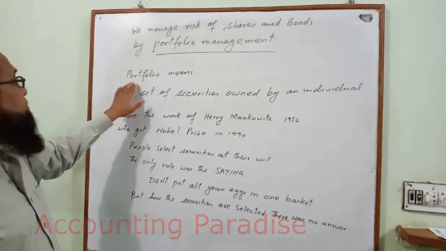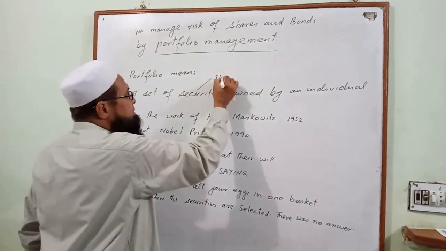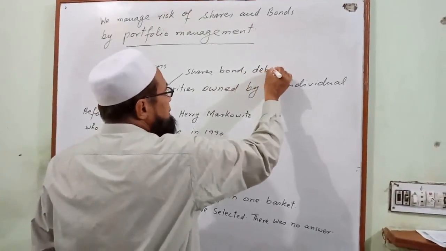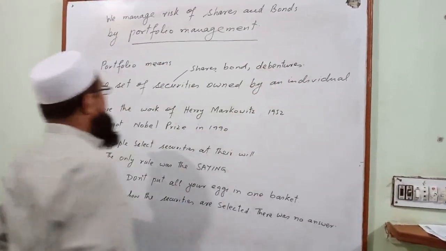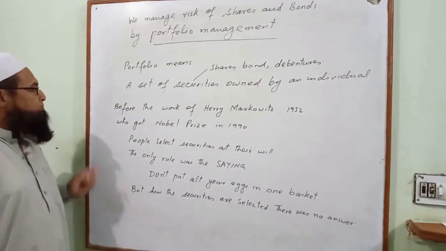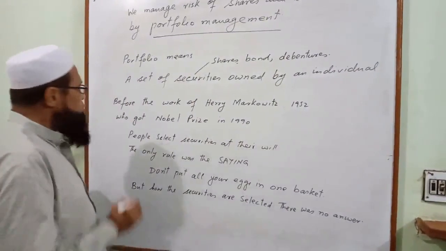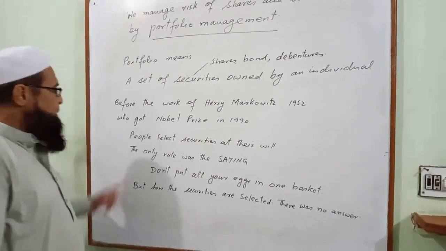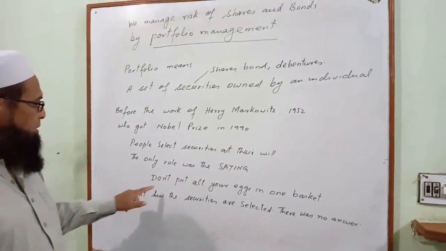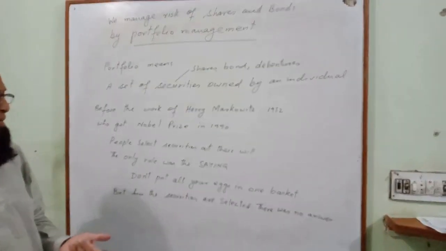What is a portfolio? Portfolio means a set of securities owned by an individual. Securities means shares, bonds, debentures. But before the work of Harry Markowitz in 1952, who got the Nobel Prize in 1990, people selected securities at their will. The only rule was: don't put all your eggs in one basket. But how the securities are selected, there was no answer.